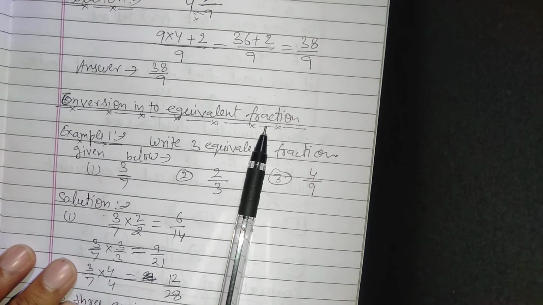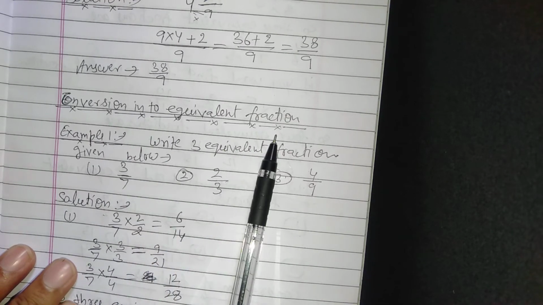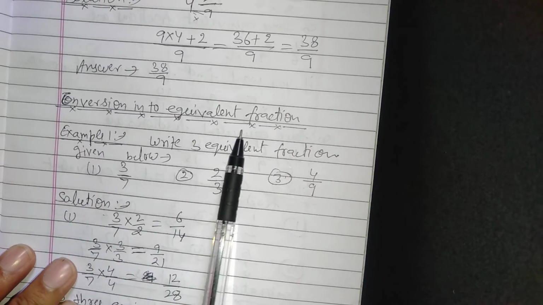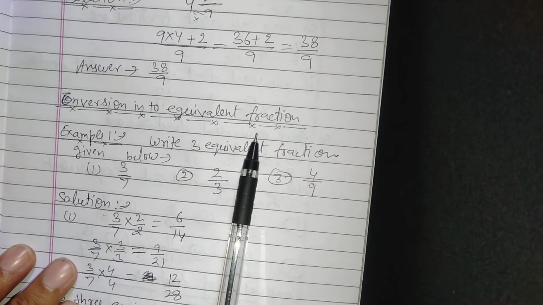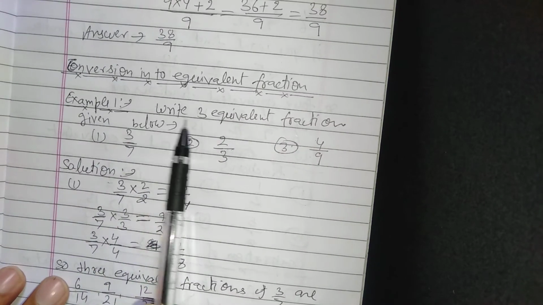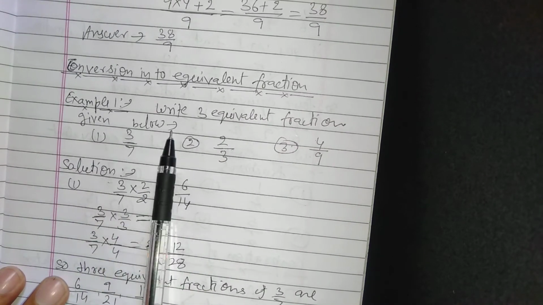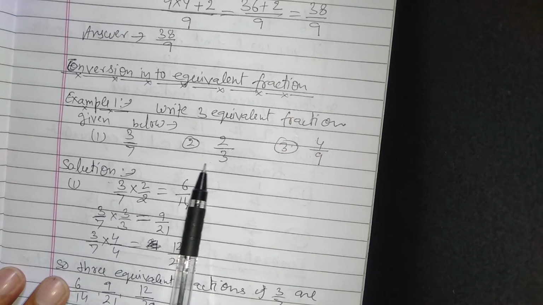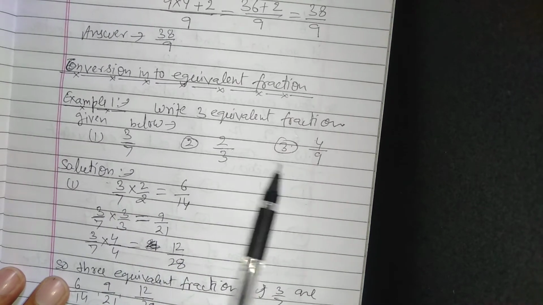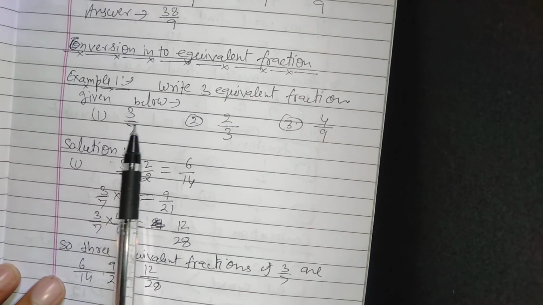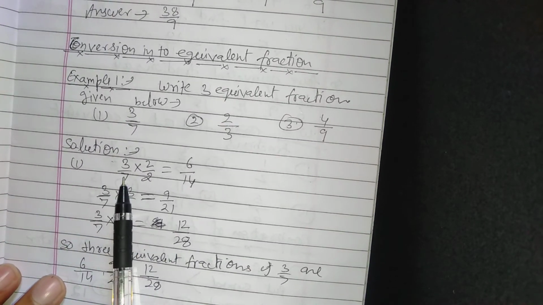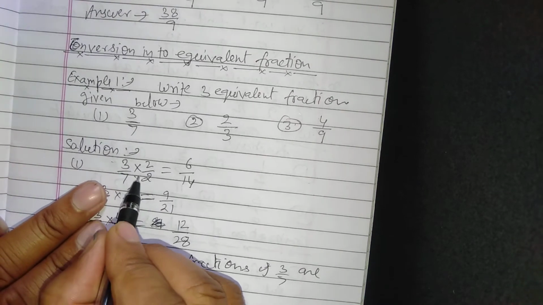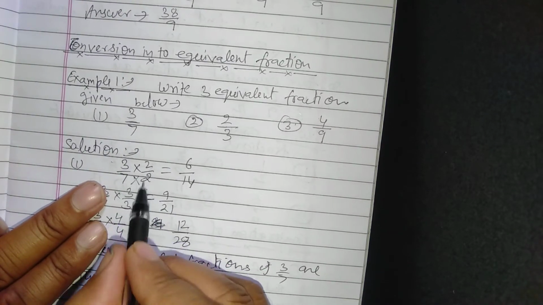Now conversion into equivalent fractions. How can you convert this fraction into an equivalent fraction? See, write 3 equivalent fractions of the fractions given below: 3 by 7, 2 by 3, 4 by 9, etc. Now take the first one, 3 by 7. Take this 3 by 7 and multiply by 2 by 2.